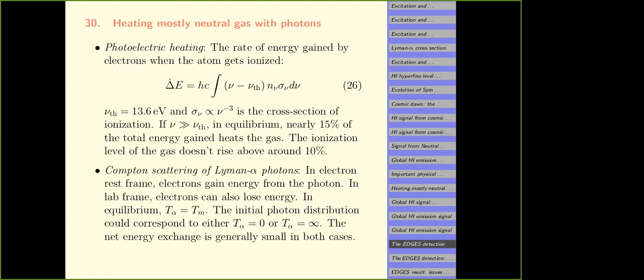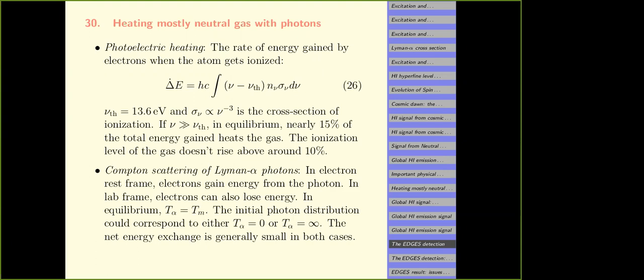Can it heat? Well, in the lab frame, we should look at this process as an equilibrium process, and as an equilibrium process, it can also lose energy when you take into account the balance of the two. There are two kinds of starting conditions you can have. In equilibrium, T alpha is Tm. You can start with an initial photon distribution, which can correspond to either T alpha equal to zero or T alpha equal to infinity, and you can figure out what those two things are. Even then, the net energy exchange is generally small in both cases. So Compton scattering of Lyman-alpha photons off neutral atoms does not play a very important role in heating the medium, right? And I will not say anything further.